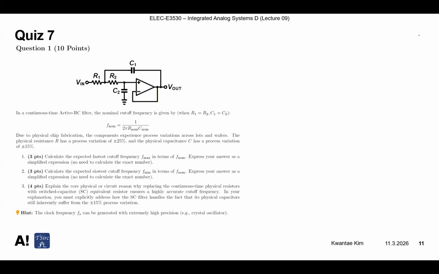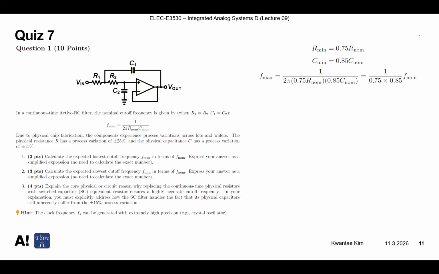And the first sub-question is this. Calculate the expected fastest cutoff frequency, Fmax, in terms of Fnorm, nominal, and express your answer as a simplified expression, and calculate the expected slowest cutoff frequency, Fmin. So you don't need to calculate the exact number, just plug in the required numbers in the expression.